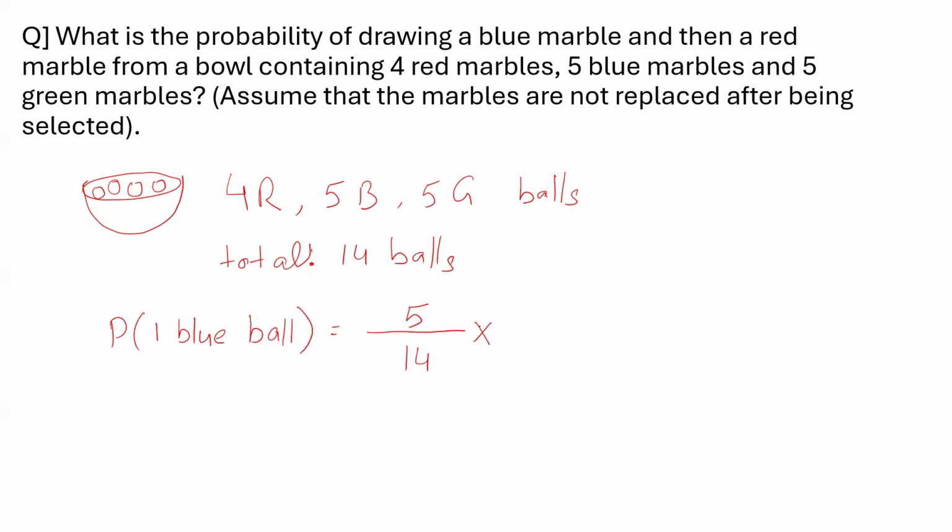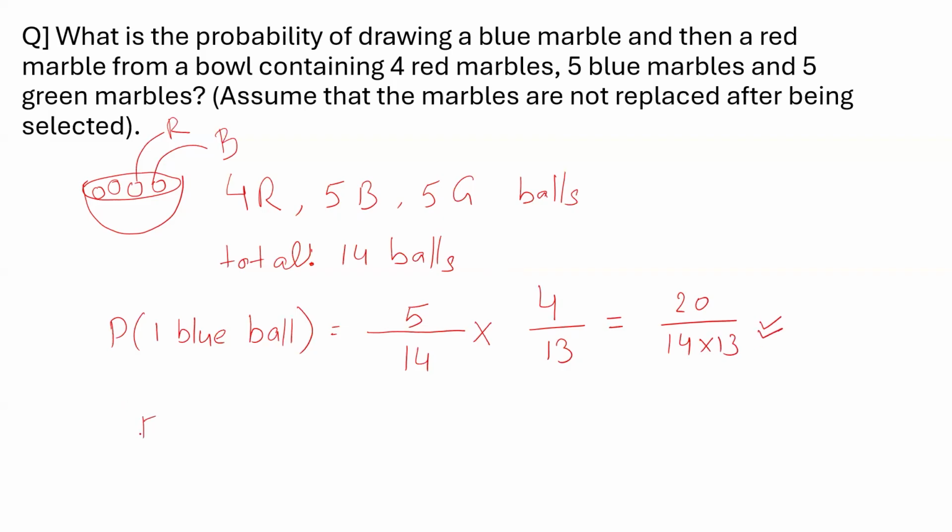Now there are two cases. First, from the bowl, you are picking a blue marble, and then after that, you are picking a red marble. Once you have picked a blue marble, how many marbles will you be left with? You will be left with only 13 marbles. And out of these 13 marbles, how many red marbles are there? You have 4 red marbles. So your answer would be 5 into 4, 20 upon 14 into 13. This is your probability.